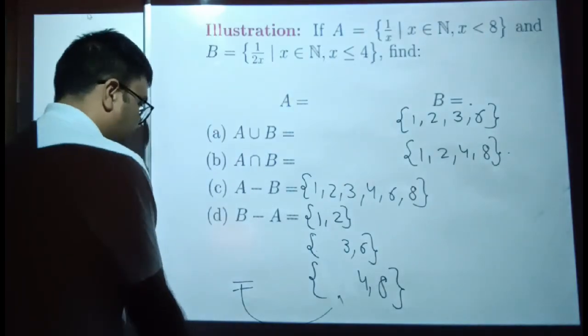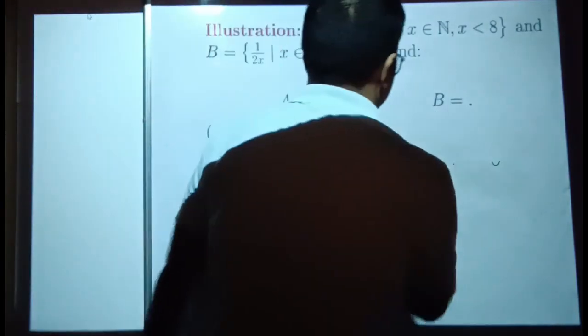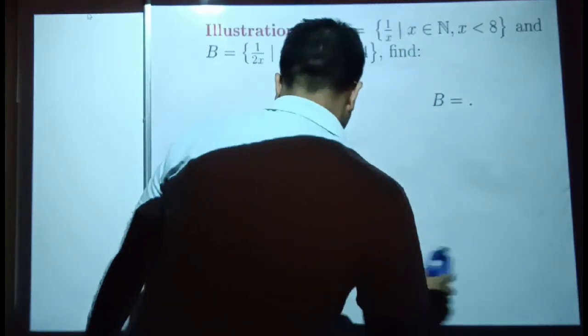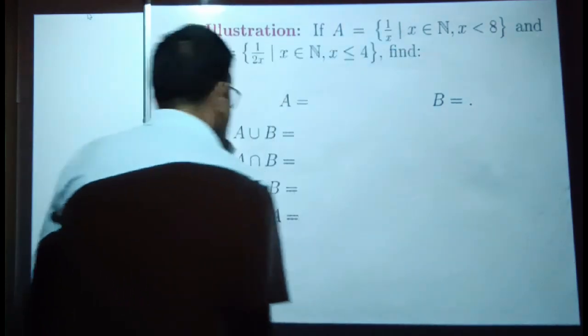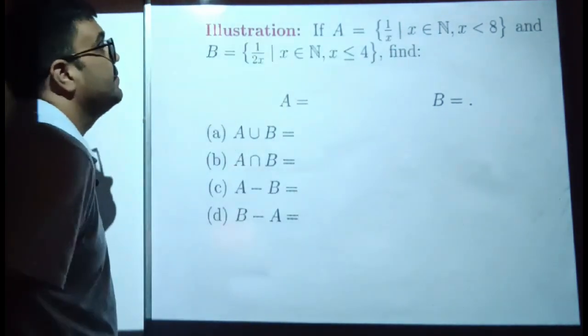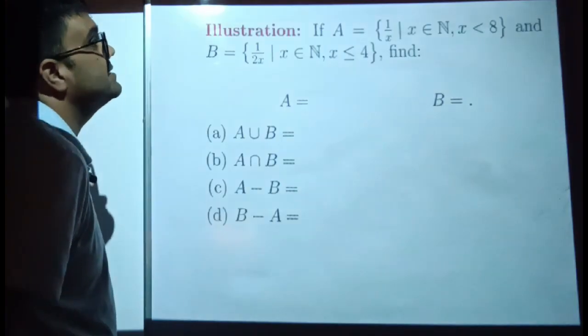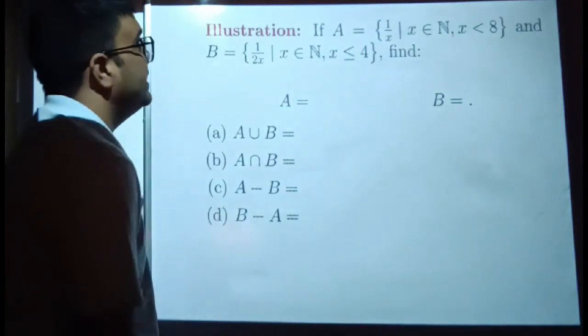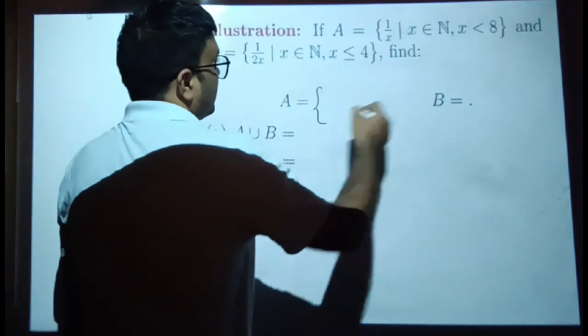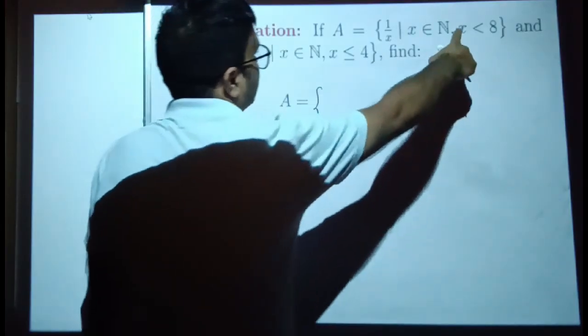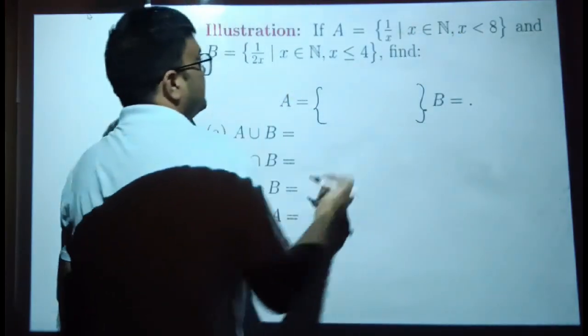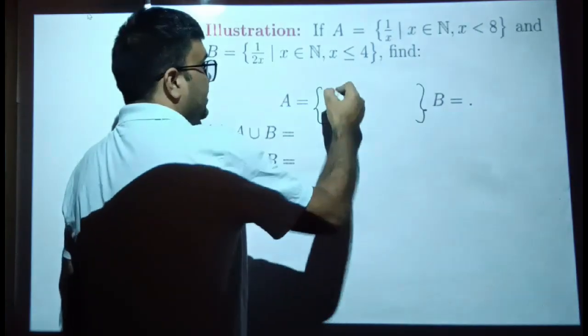Next we have two sets. One is the set A. It has elements 1 by x such that x belongs to N and x is less than 8. We are talking about the elements we have over here: x is less than 8 and x is a natural number. Numbers 1 to 7 we are talking about.